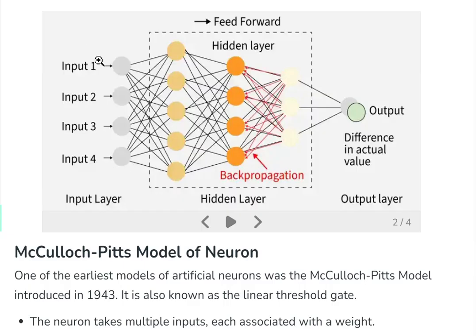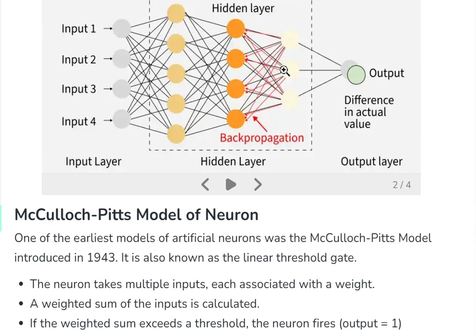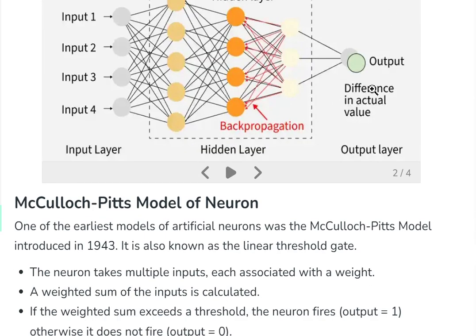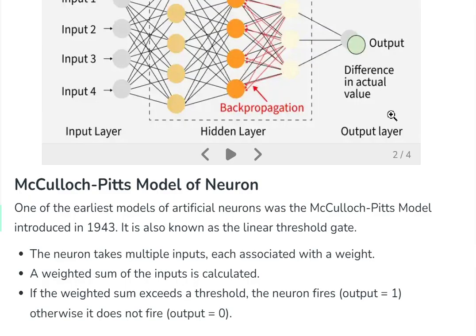So multiple neurons create a way for forward propagation: the input layer sends data to these neurons, and this neuron sends data to a neuron in another hidden layer. It is called forward propagation. Backward propagation means this neuron sends data back to this neuron, through weights. It's called backward propagation. And I will say the hidden layer, feed forward layer, and output layer, with the difference from the actual value at the output layer.